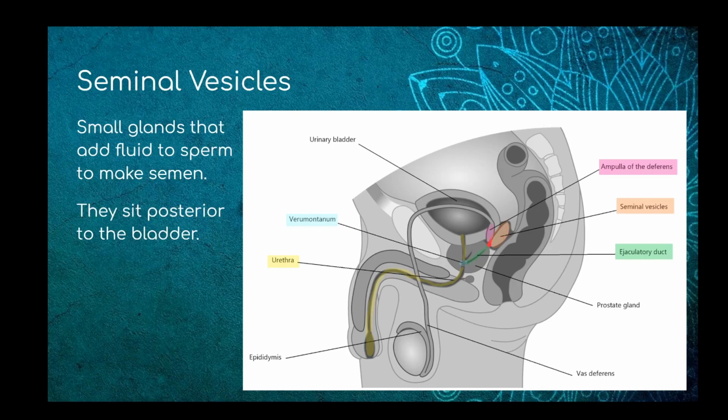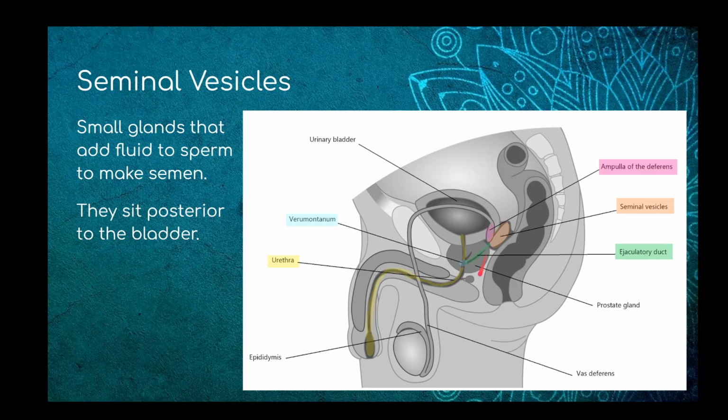The seminal vesicles then are small glands that sit on the posterior side of the bladder, and they are responsible for adding fluid to sperm to make semen. So remember, as of right now, as the sperm are traveling through the tube, they are just sperm. They are not semen at this point. So sperm, sperm, sperm, sperm, sperm, hit the ampulla of deferens, join up with the seminal vesicles, ta-da, semen.